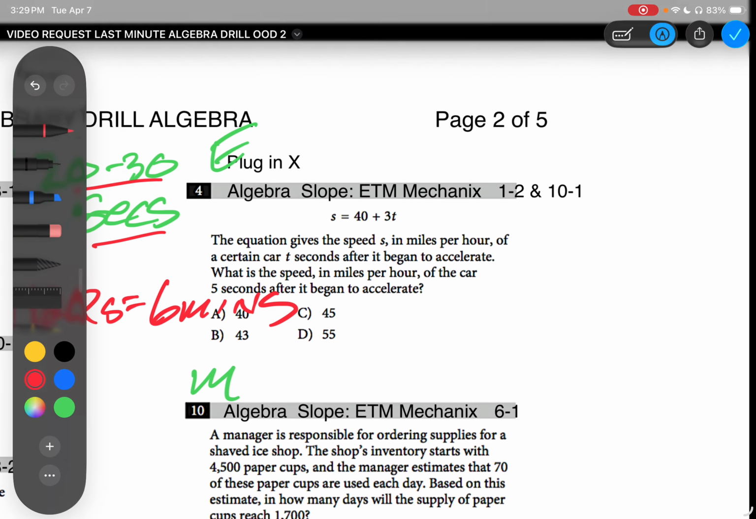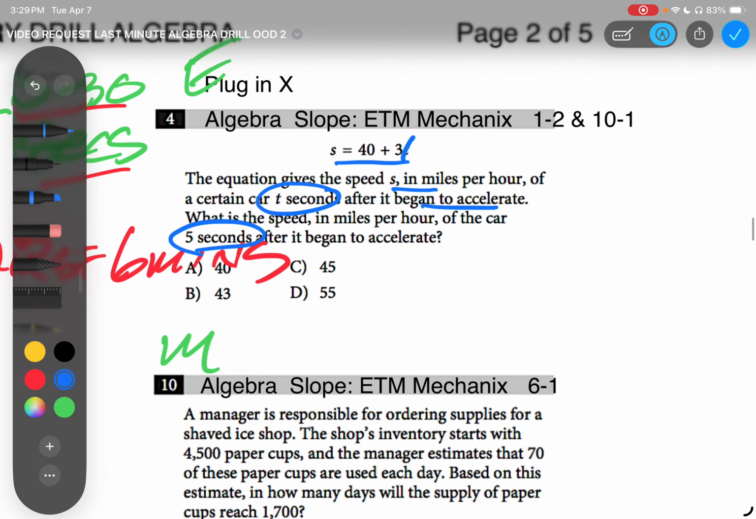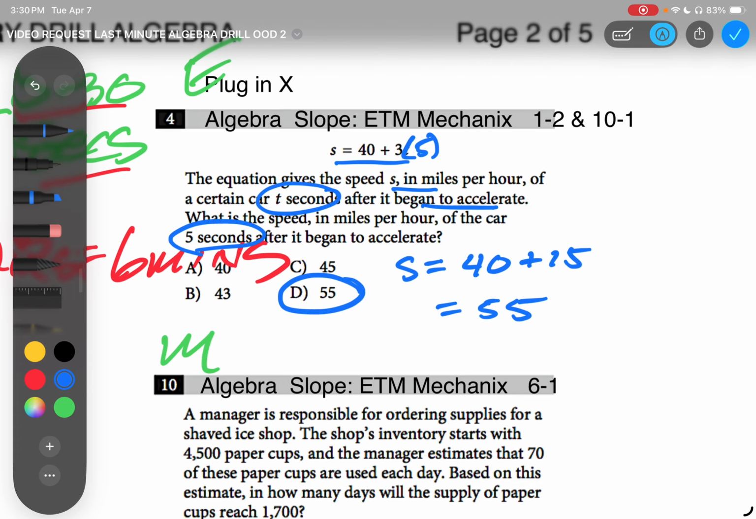But let's say you go to another question. Let's say you see this one. Oh, question number 4, you're like, I got to own this one. S equals 40 plus 3t. The equation gives the speed in miles per hour of a certain car t seconds after it begins to accelerate. What is the speed in miles per hour of the car 5 seconds after it accelerates? T is all about seconds. So what would happen if I put a number 5 in there? That'd be S equals 40 plus 15, which equals 55. I'm in and out of the question in 20 to 30 seconds.